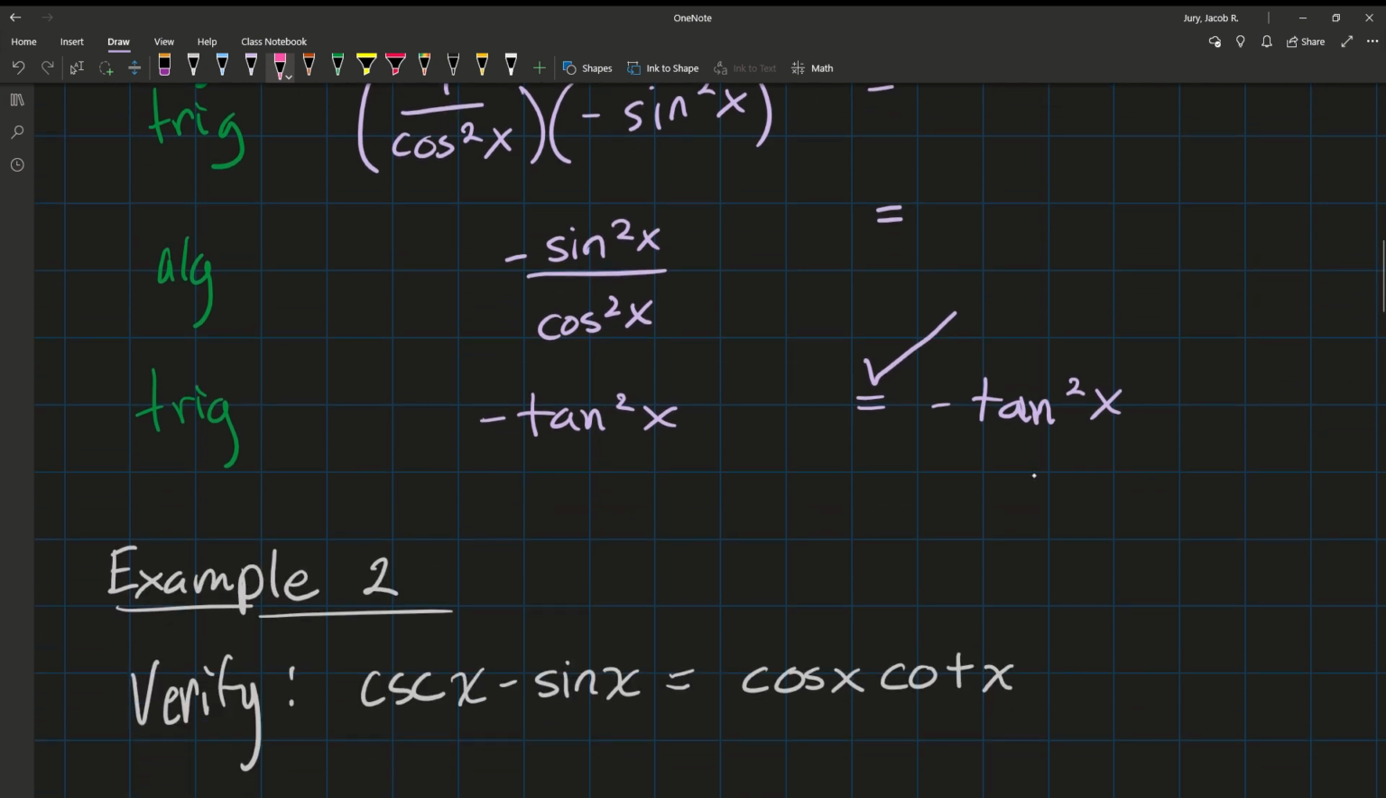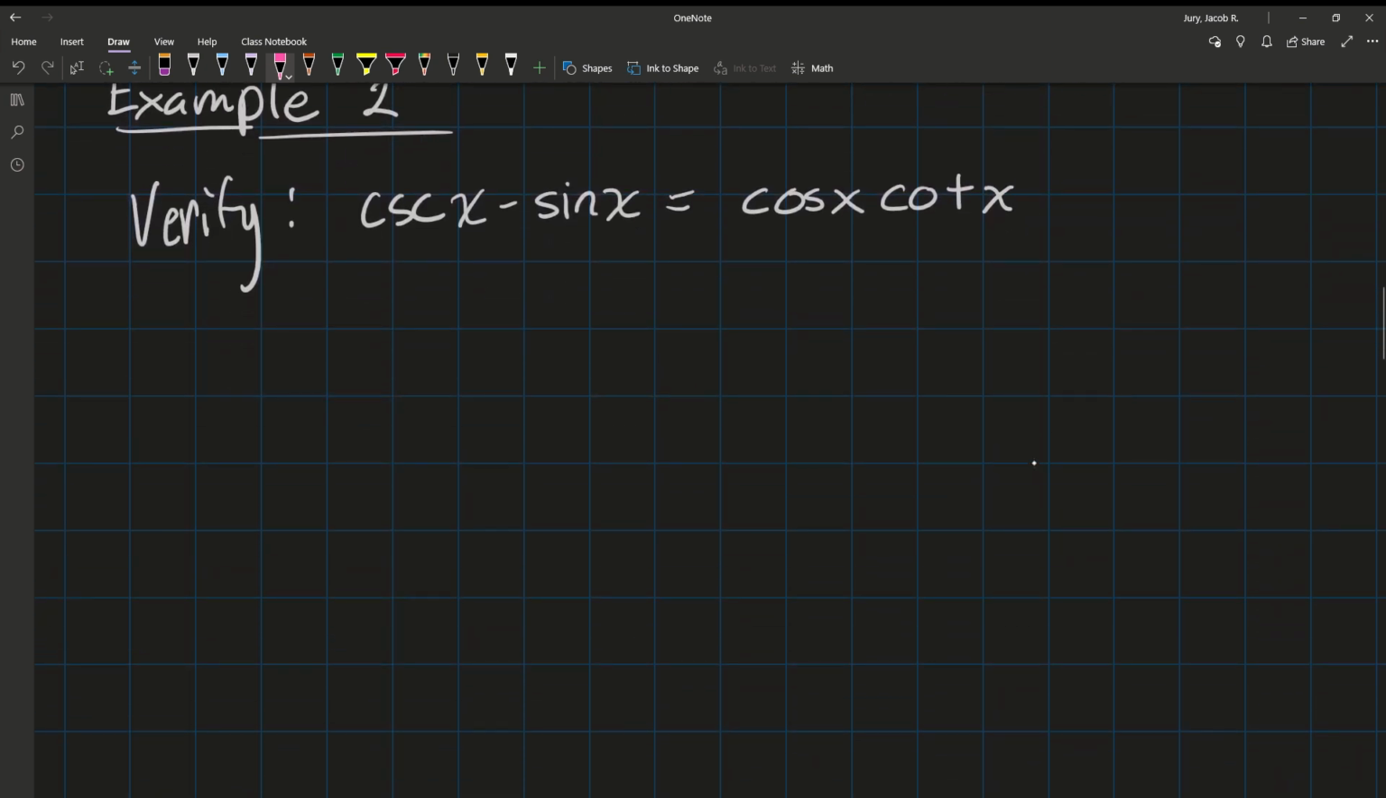Awesome. All right, now for our second example, I wanted to start this one off fresh with you all. So the question that we'll struggle with early on is, which side do I start with?